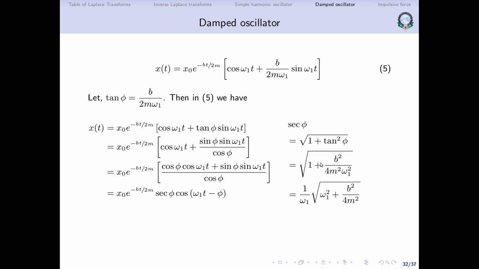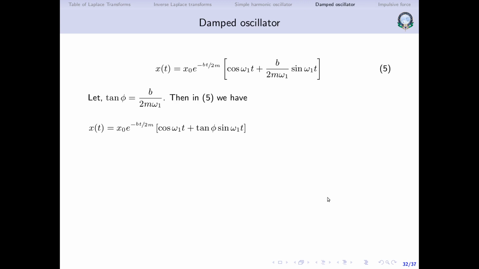From here I take 1 by omega 1 common outside. So 1 by omega 1, that means here this is 1, so this has to be multiplied with omega 1 square, plus of course 1 by omega 1 square is gone, so we have b square by 4m square, which is left behind.